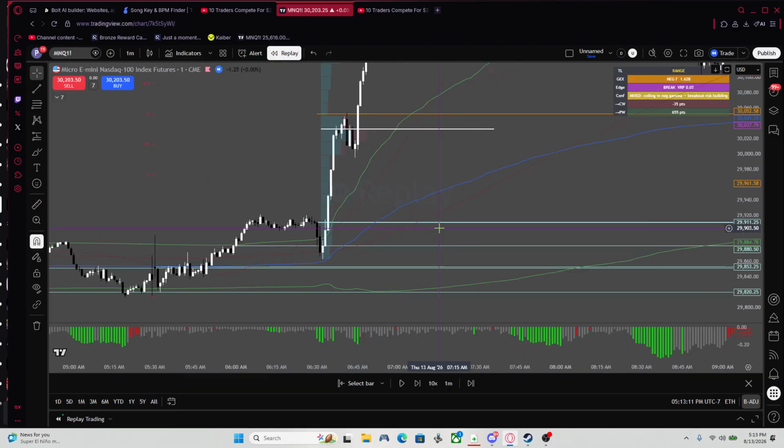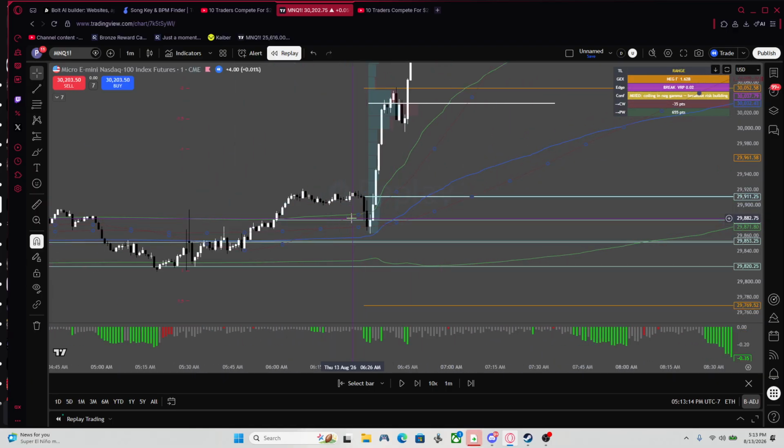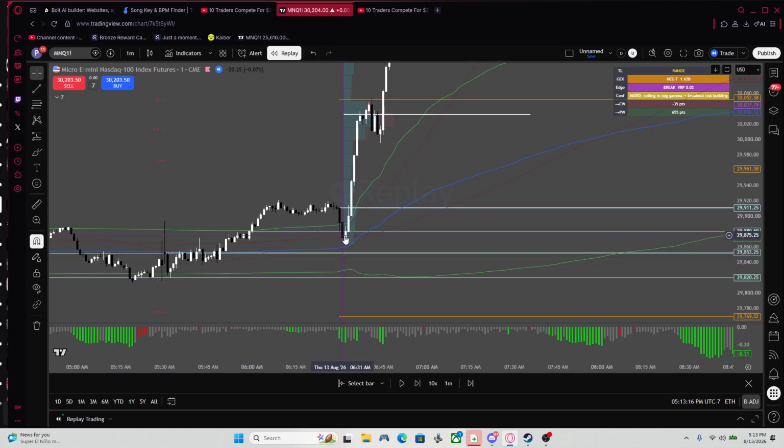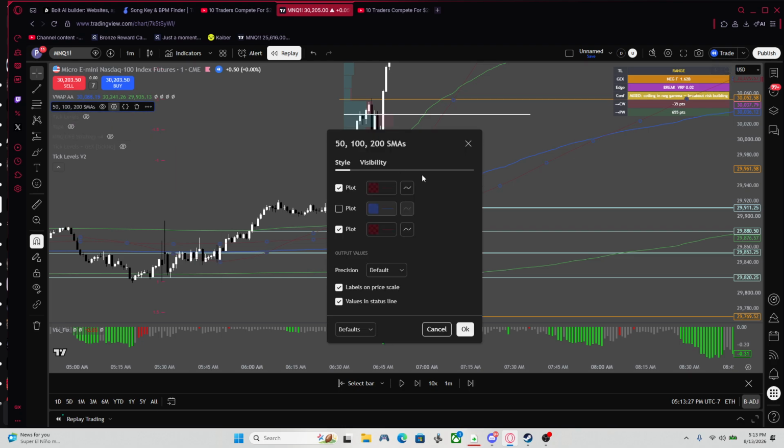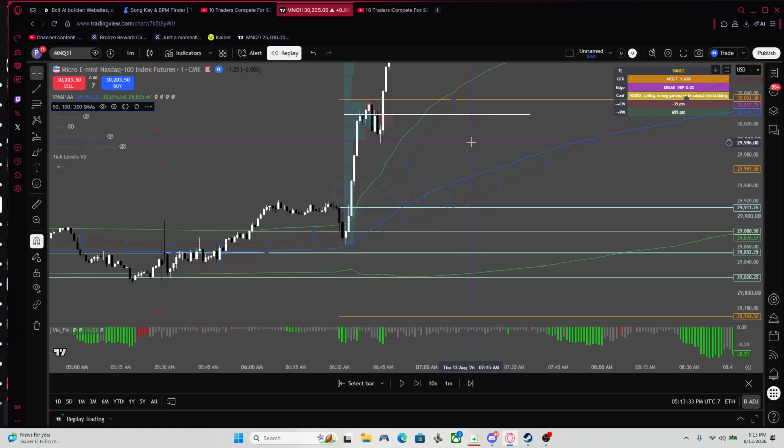Market opened here. We opened bearish. We had this manipulation down, retesting this SMA band. This is the indicator I use for my SMAs. 50 and 200 are the ones that I use.